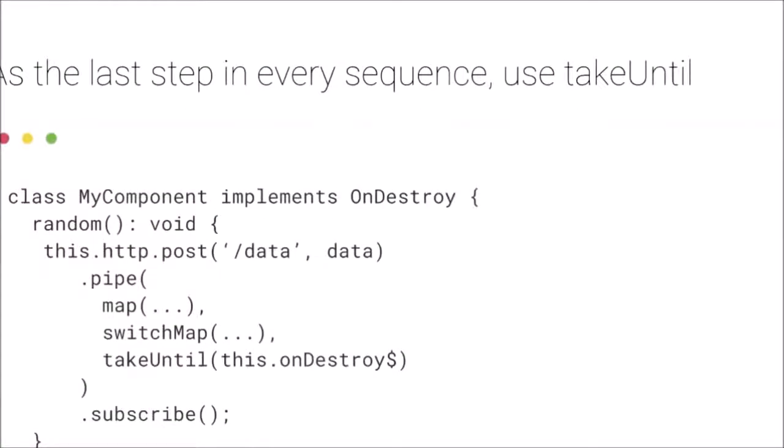Next, whenever this component does any kind of subscription, the last operator in our chain, right? Here we're making an HTTP call. We go through map, switchMap, whatever. The last operator in the chain is this takeUntil. And what takeUntil does is subscribe until the signal observable emits, and then unsubscribe. So what we're saying here is, as long as this component isn't destroyed, go for it. Receive values, whatever. But as soon as onDestroy emits, close up shop.